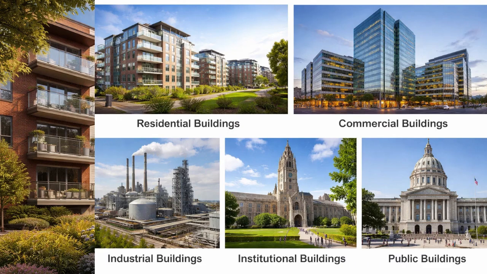To conclude, buildings can be classified based on usage into residential buildings for living, commercial buildings for business, industrial buildings for production, institutional buildings for education and healthcare, and public buildings for community and public activities. This classification helps engineers and architects design buildings according to their function and purpose.